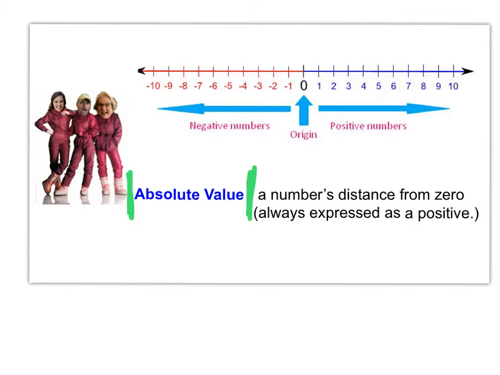I always use the example, you can be 5 foot to my left or 5 foot to my right or 5 foot in front of me or 5 foot behind me or above me or below me, but you can't be -5 foot away from me. You can be 5 foot in any of those directions, but you can't be -5 away.